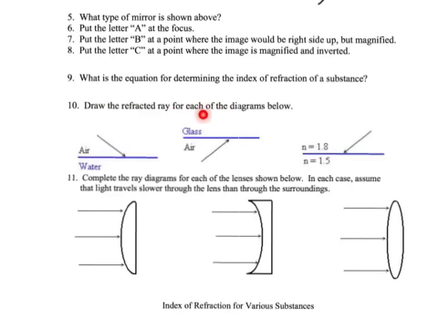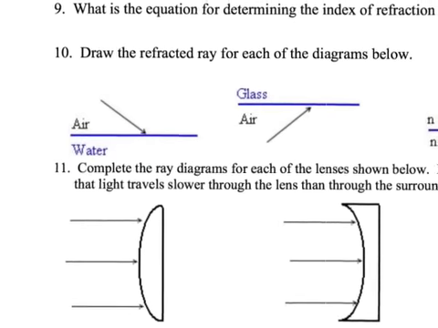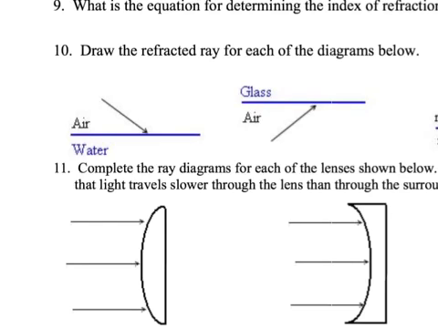Draw the refracted ray. Okay, remember, to draw the refracted ray, you have to keep in mind that light is going to bend towards the normal when it slows down and away from the normal when it speeds up. So the first thing I've got to do is draw normals, which means I want to make this a little bit larger. So I'm going to draw a normal line. Let's see, here's my normal line, more or less.